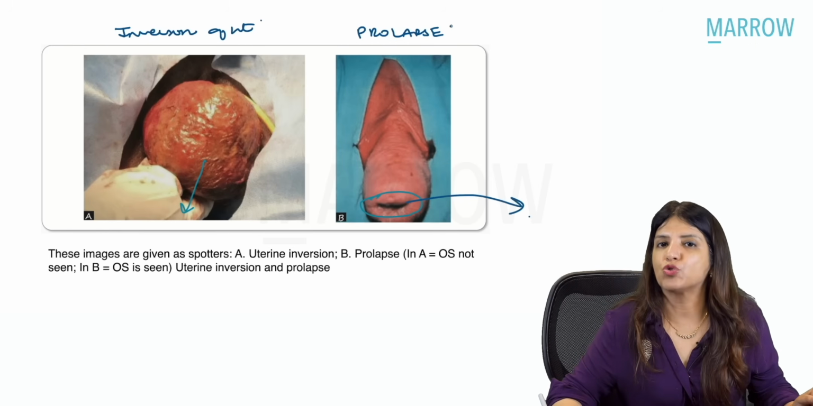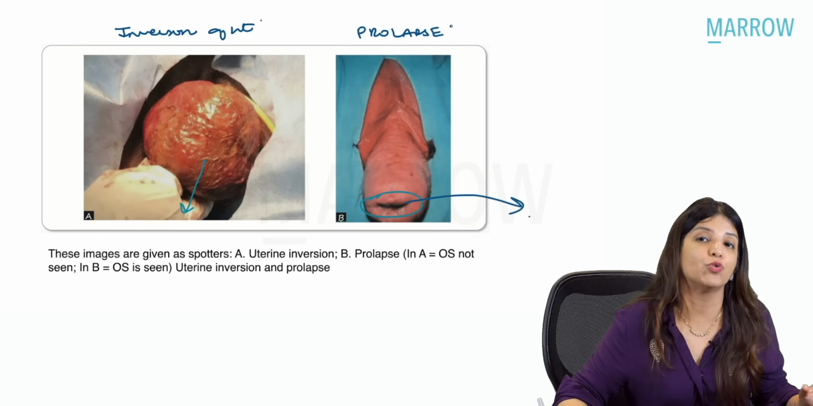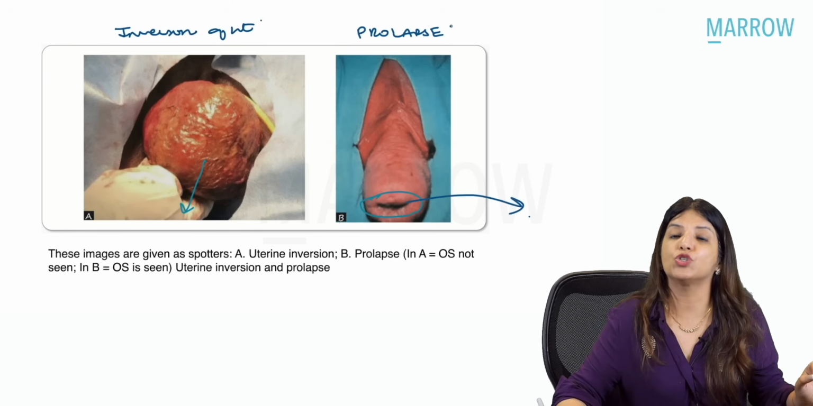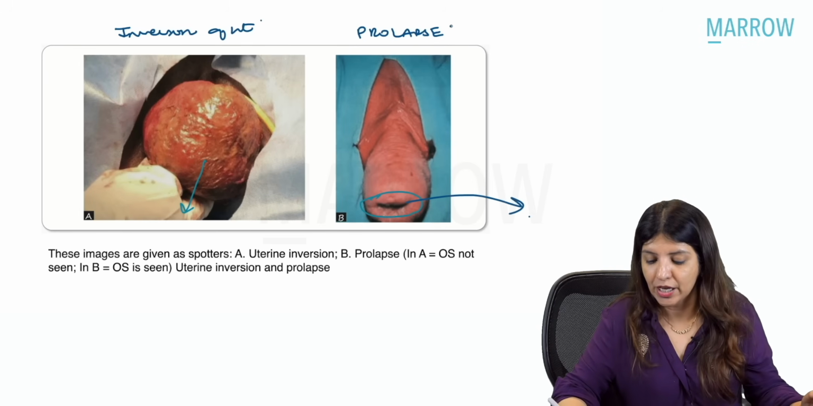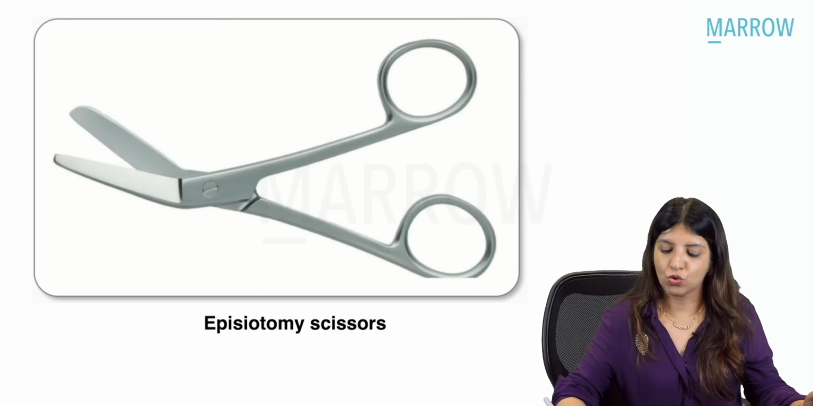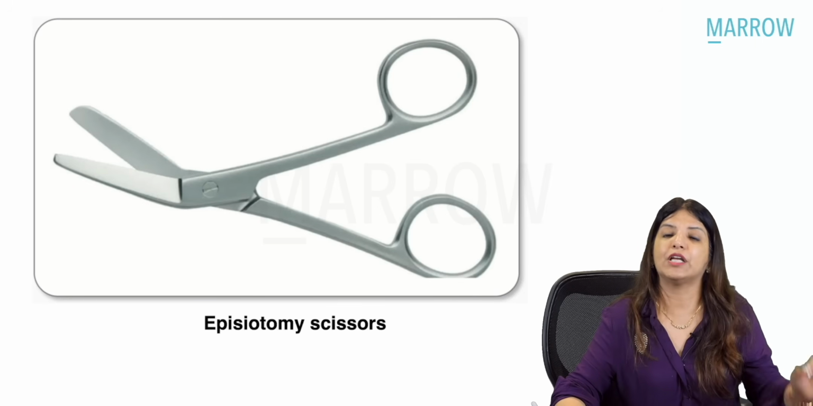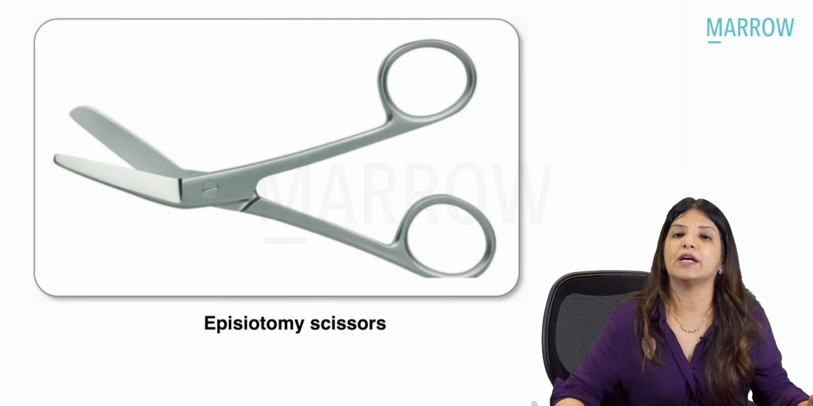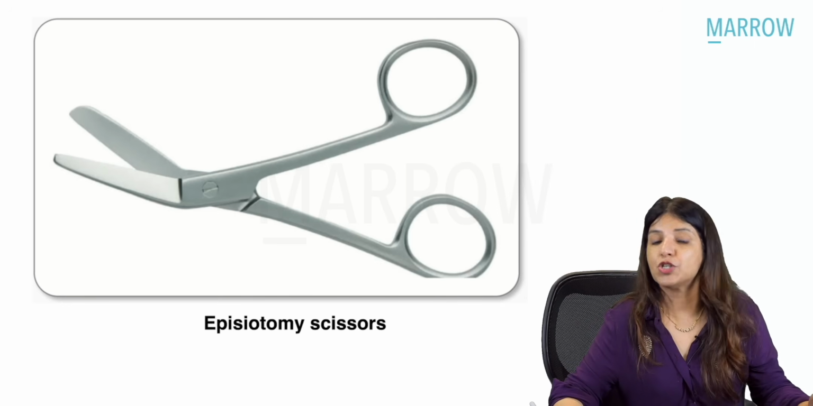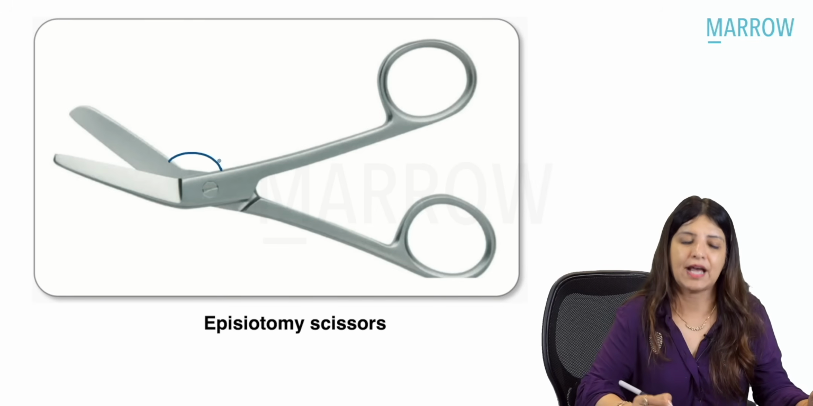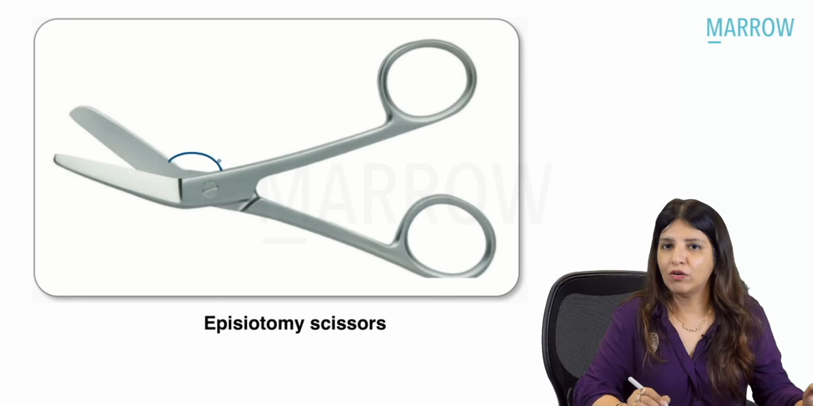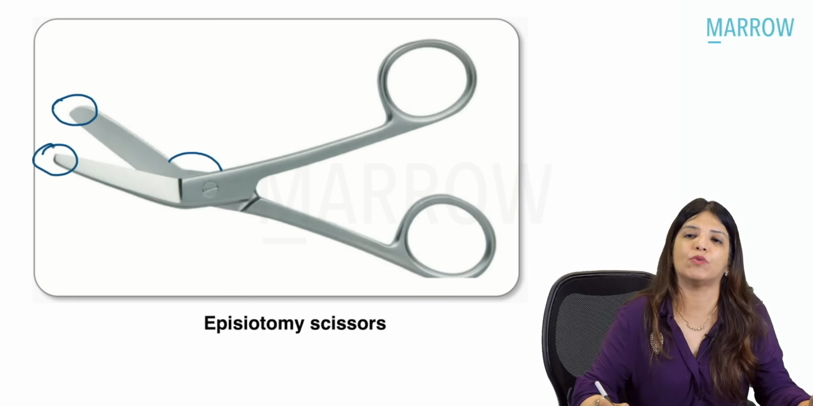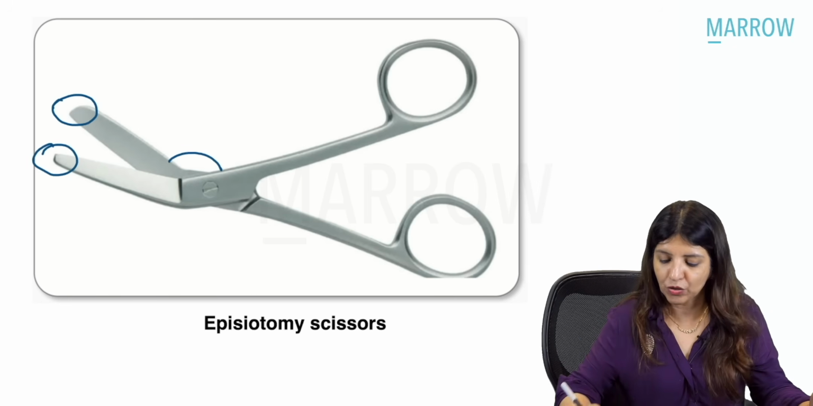How does a patient of uterine inversion present to you? The question will say that a patient goes into immediate shock after delivery. The moment your question says patient goes into immediate shock after delivery, it means they are talking about uterine inversion. This over here is an image of episiotomy scissors. Please see that episiotomy scissor has an angle, right? It will always have an angle, and it is not going to be a sharp end. It will have curved ends, right?